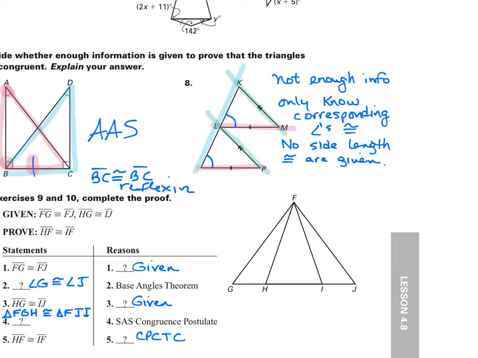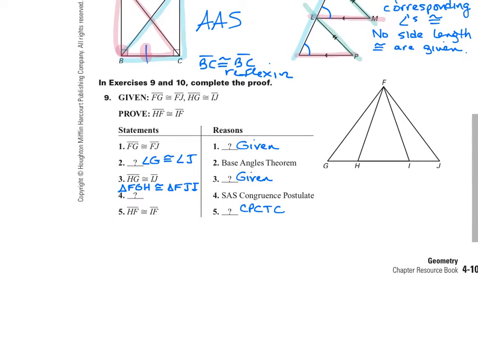Good? All right, number 9. You're filling in the proof. Can you explain how the proof goes? All right, so my recommendation to you guys is the first thing you should do is put the congruency marks in your triangle so you can get a better visual. So FG is congruent to FJ, and HG is congruent to IJ. So right away, I can see I'm probably referring to the 2 triangles on the sides here. These are the ones that I'm going to try to prove congruent.